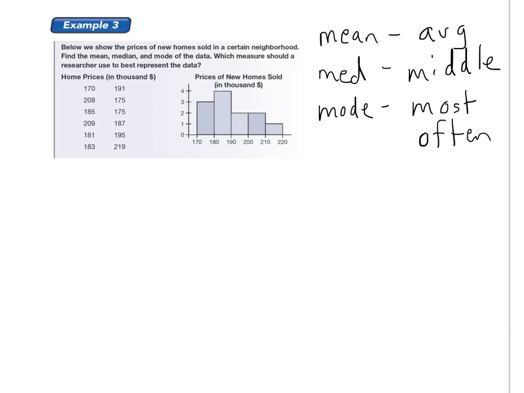Now typically when I do these, I usually like to do the mode first because that's the easiest, and then I do the median because that's the next easiest, and then the mean I usually save for last because that's the most work. Okay, for the sake of space and work here, I'm going to just do them in order.